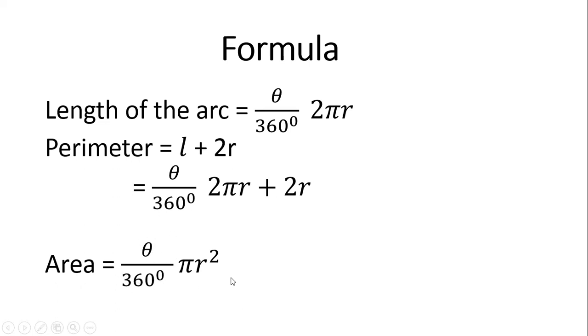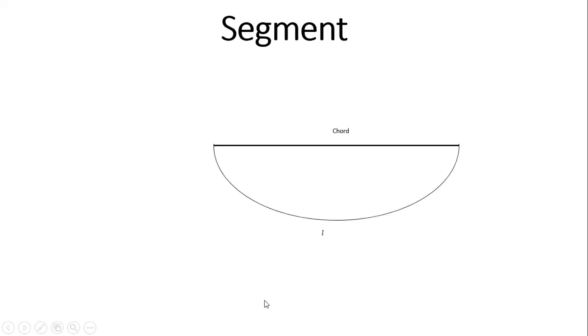The area, like I said, theta is the part cut out from the circle. So theta over 360 times the area of the circle. And that gives us the area of our sector.